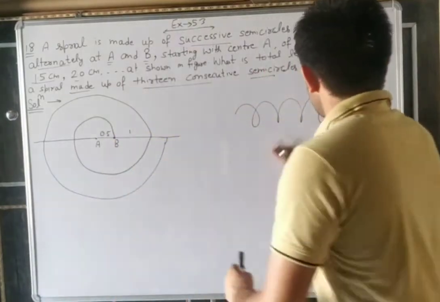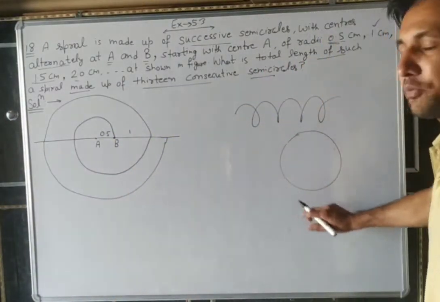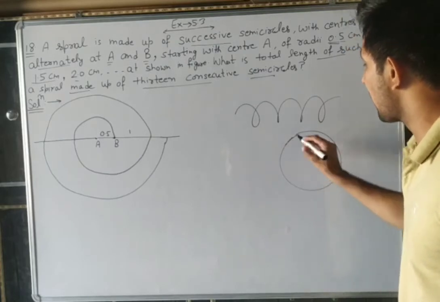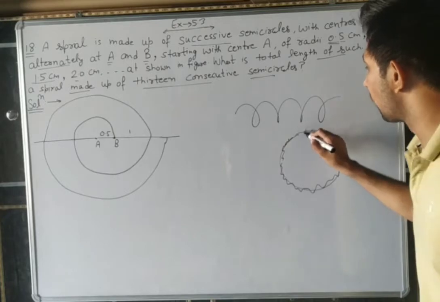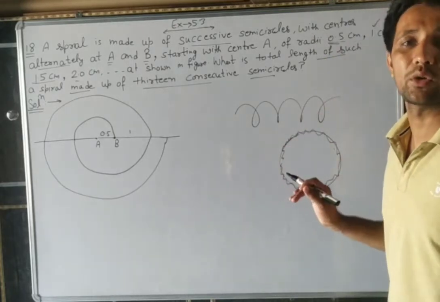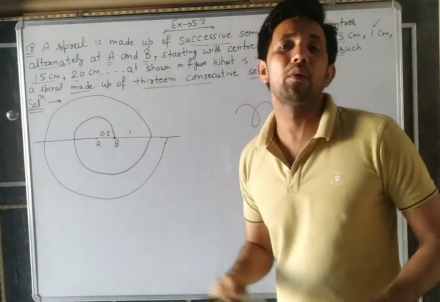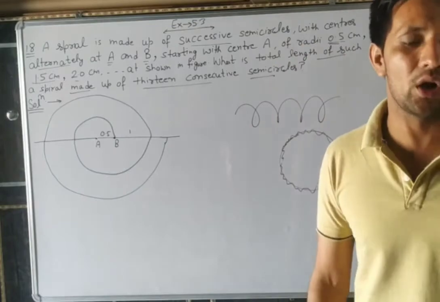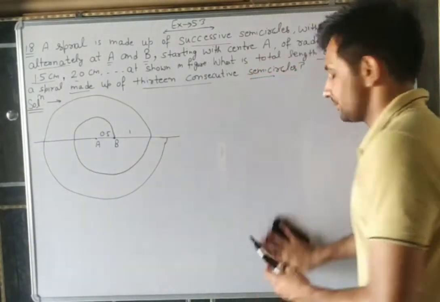Everyone knows it. Suppose it is a circle and it is a spiral made up of a wire. So what is the length of the wire? The outer boundary of the circle is the total length of the wire. And what is the outer boundary? Circumference. Okay, but that is a circle and here it is a semicircle. So we will find the circumference of the semicircle. Understand? So we will write first.